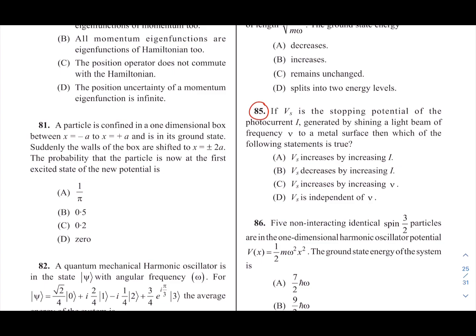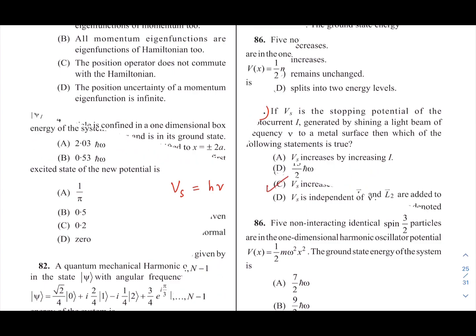So the stopping potential V_s is related to the frequency of the incident beam as follows: V_s is equal to h times nu. So it increases by increasing nu. Option C is the correct answer.